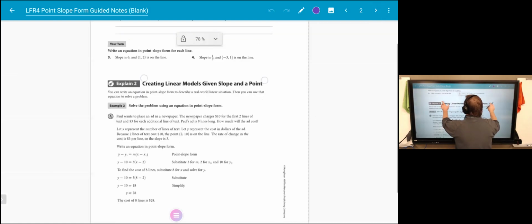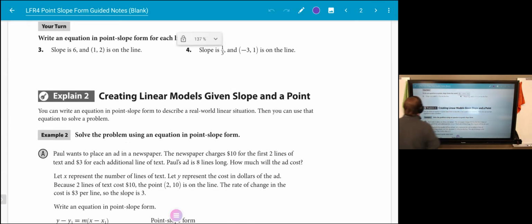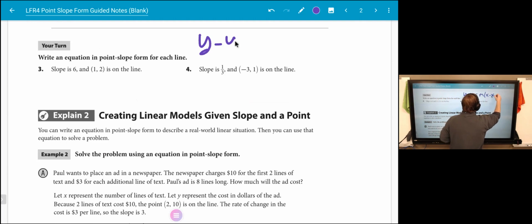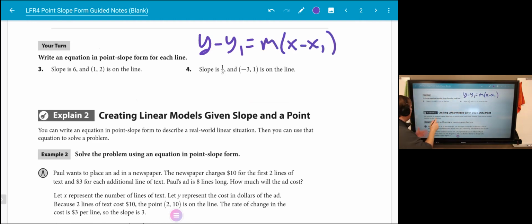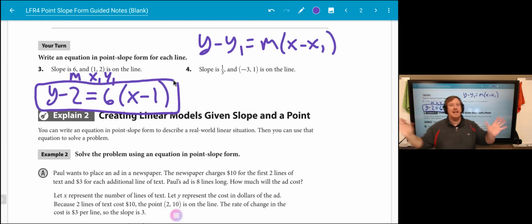I'm going to ignore the reflect question for now. It says write an equation in point slope form for each line. If you need to, rewrite point slope form: y minus y1 equals m times x minus x1. Again, slope is our m, and 1, 2 is going to be our x1, y1. So plug in what you got. Y minus y1, which is 2, equals m, which is 6, times x minus x1, which is 1. And that's it. Don't do any more.